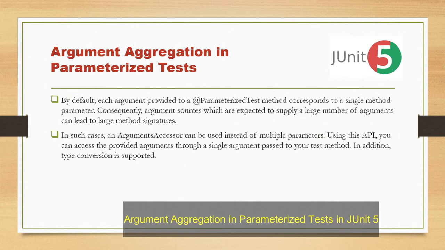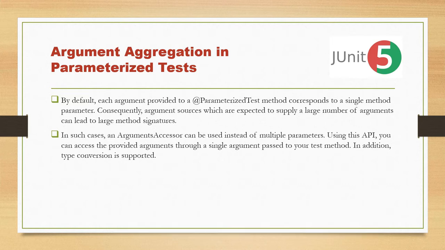By default, each argument provided to a parameterized test method corresponds to a single method parameter. Consequently, argument sources which are expected to supply a large number of arguments can lead to a large method signature, and that's the reason we have to use an aggregator in parameterized tests. An aggregator will allow you to test those kinds of parameterized tests which take a huge number of parameters, right?